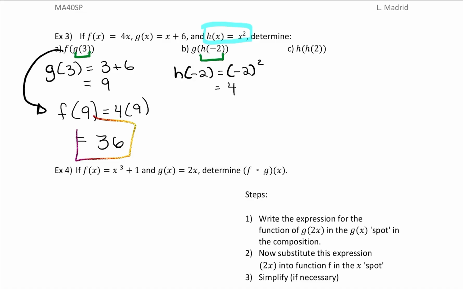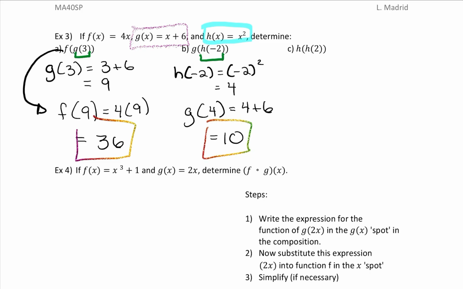So we're going to rewrite the question. Instead of g of h of -2, we now have g of 4 because we've simplified h of -2. We're going to go to our g of x equation, which is x plus 6. We're going to change x to 4. And that's going to give us an answer of 10. So take a second to pause the video and try C.